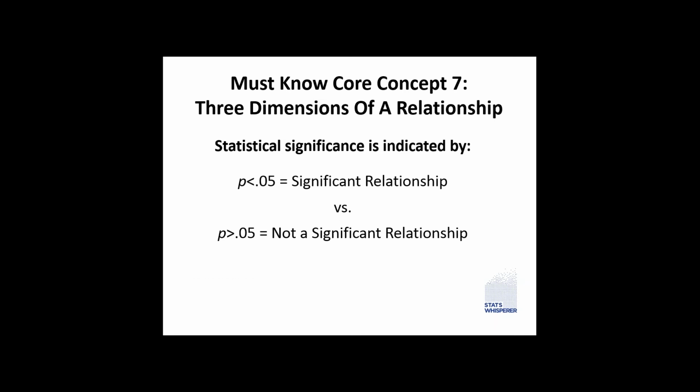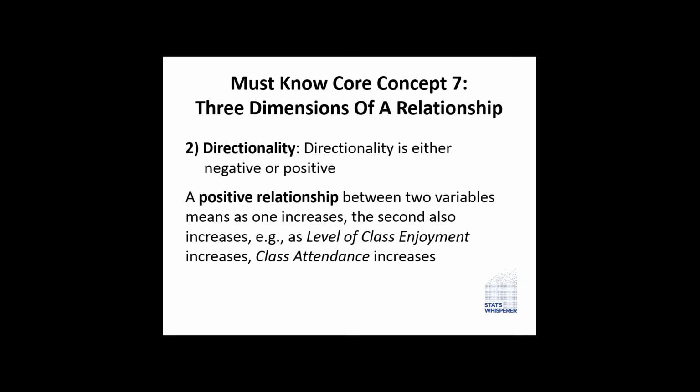So statistical significance, for our purposes, could be less than 0.05, but typically it's 0.05. So is the relationship significant? If P is less than 0.05, it is. If it's greater than 0.05, it is not. That's our first consideration. All right, next.